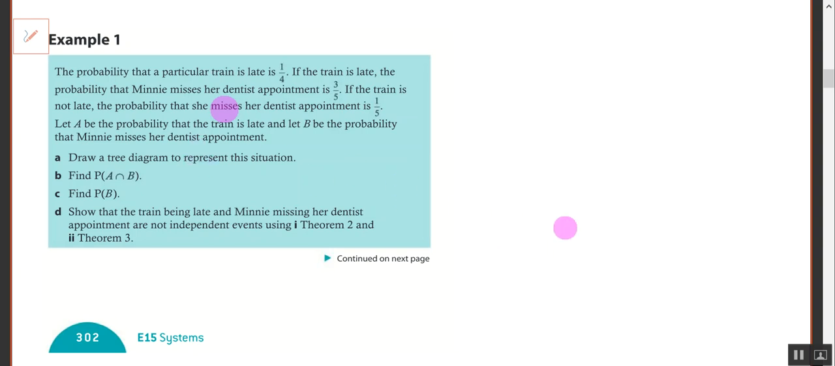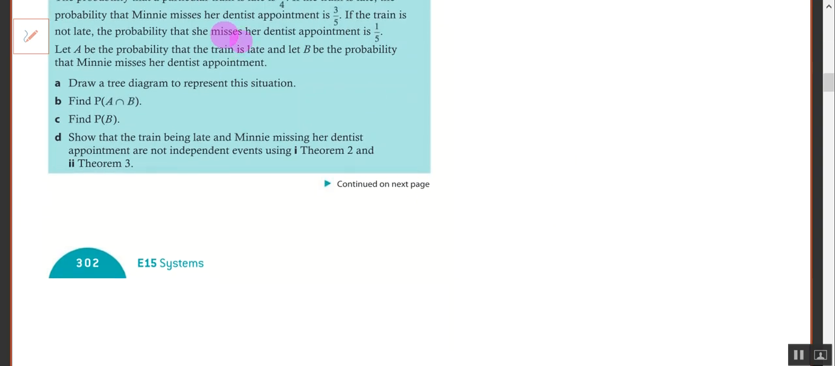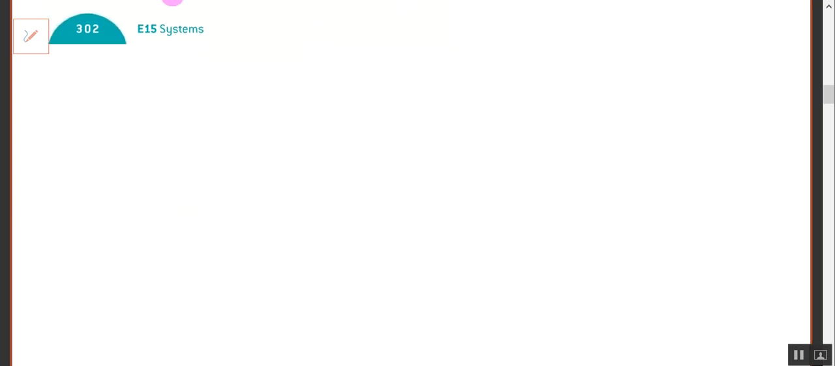Okay, so draw a tree diagram for this situation. So a tree diagram will look like, well, what's the first event? Liam? The train. So the train is either late or it's not late. Okay, I'm going to keep it in the format from the conditional probability. Okay?